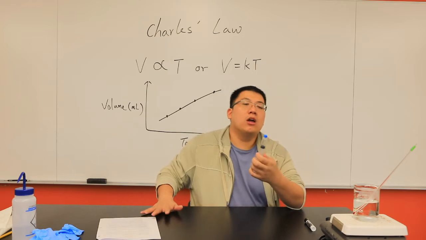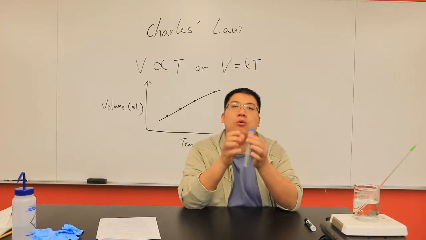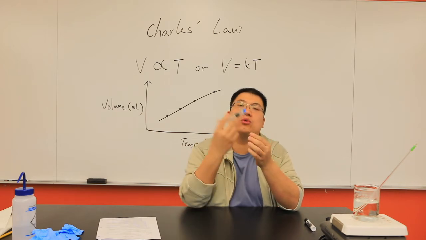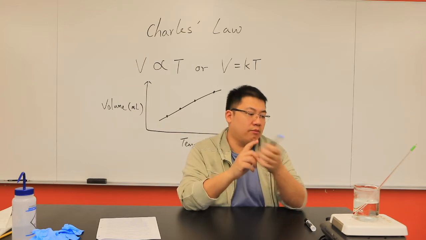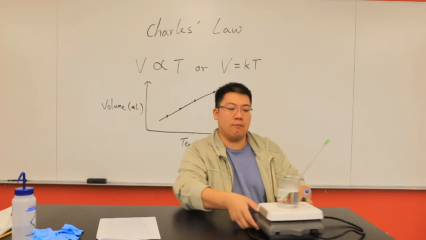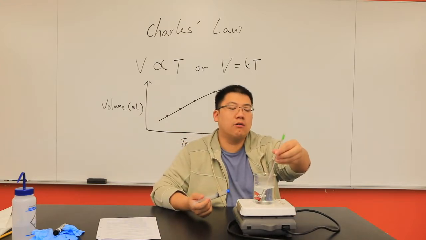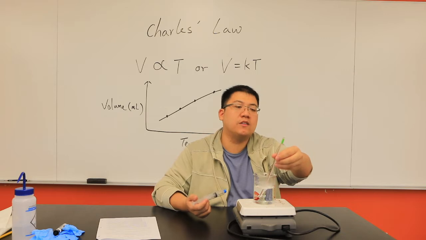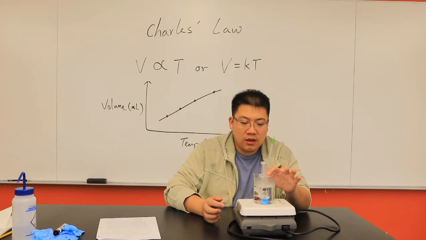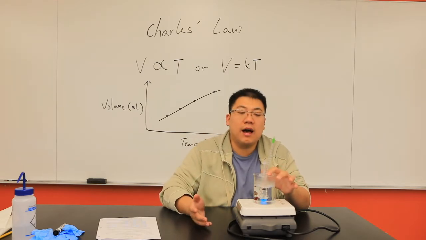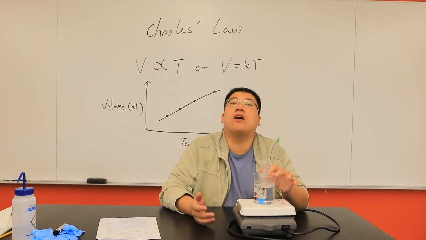Currently this syringe is set up at 10 milliliters. With this little blue cap on the top, I'm not able to push any air out, so this is a confined system. I'm moving my hot plate over. The current temperature of this is 62 degrees Celsius. I'm going to leave this in the hot water bath for a couple of minutes, and we'll come back and check the volume.